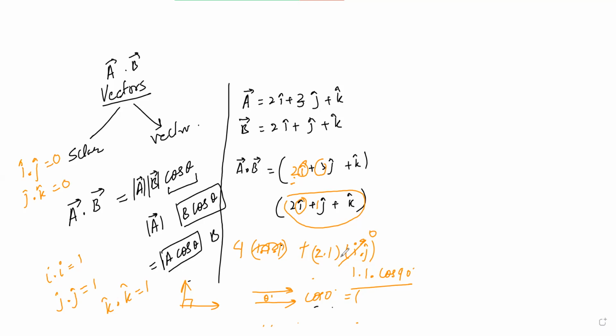Which means when you find a dot product, you're going to multiply only the corresponding terms, right? Absolutely. 2 into 2, 4, 3 into 1, 3, and 1 into 1. So this will be 4 plus 3 plus 1, so 8. Did you understand? No i cap, no j cap, no k cap. Clear with this, guys? Okay, sir. Okay.